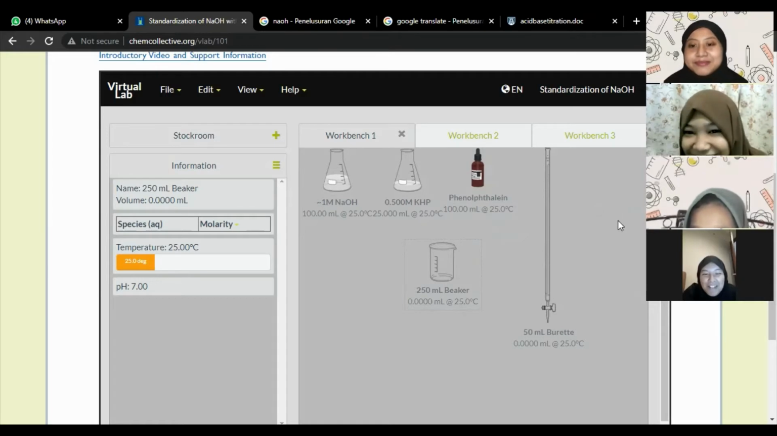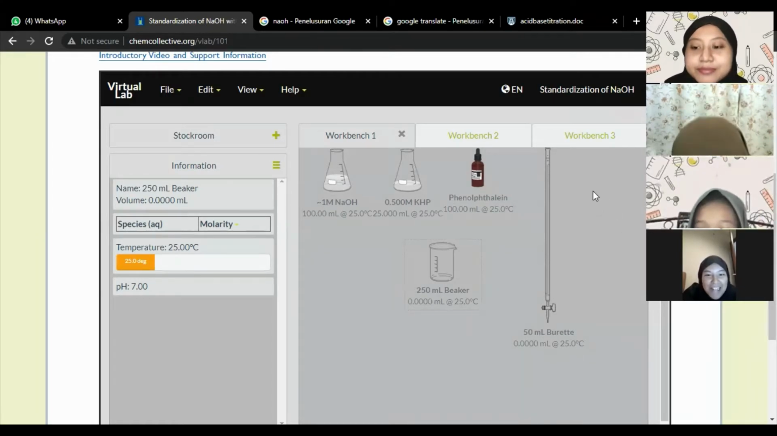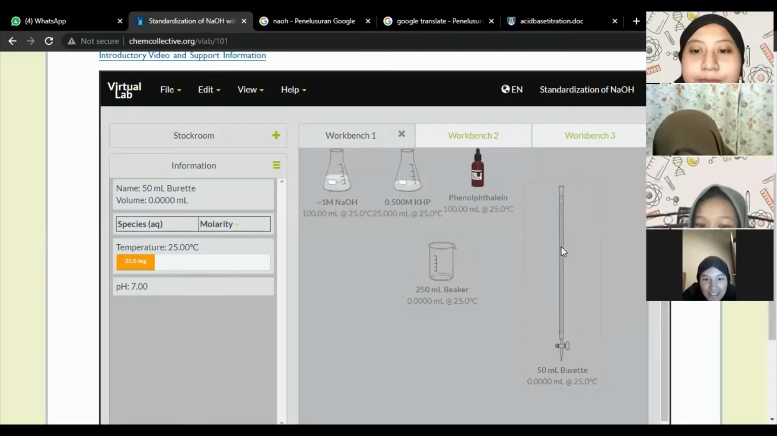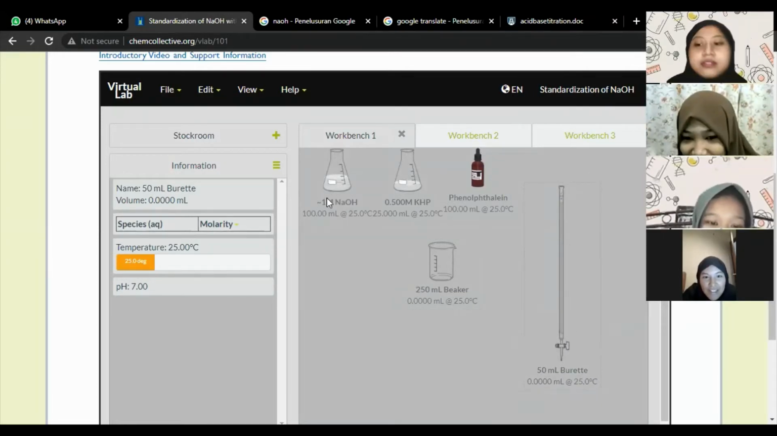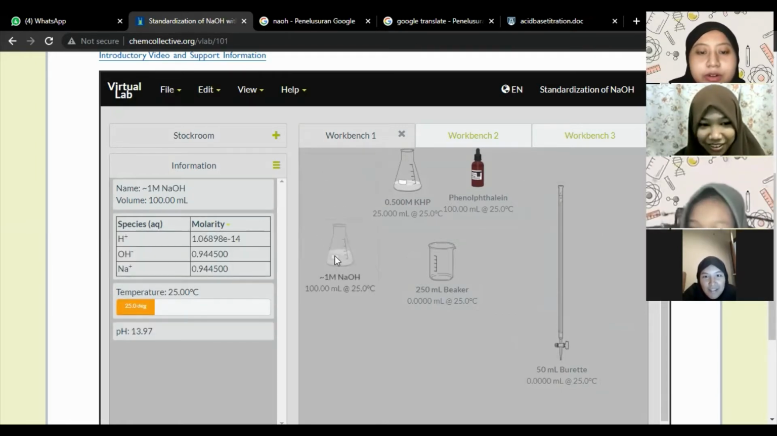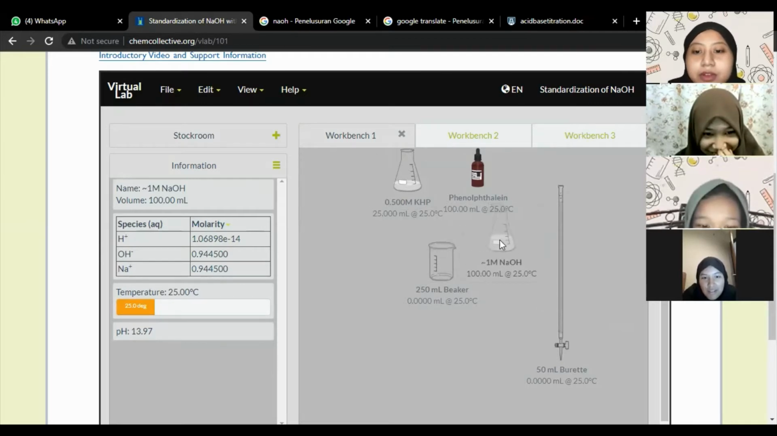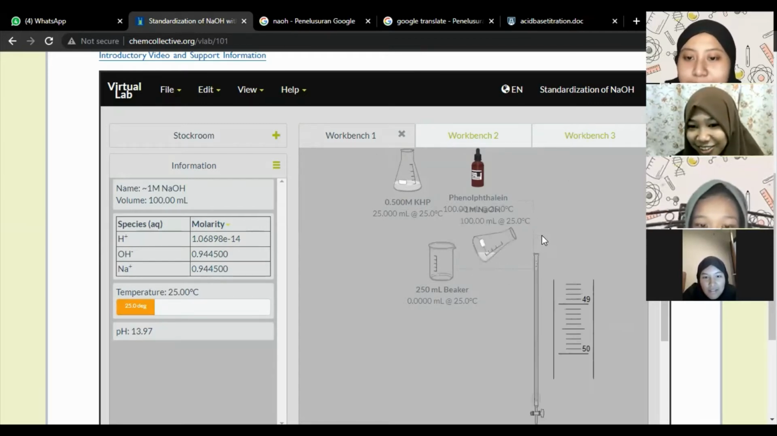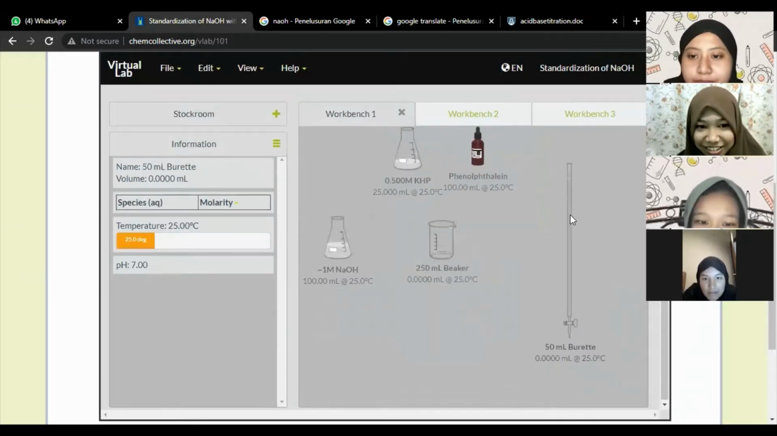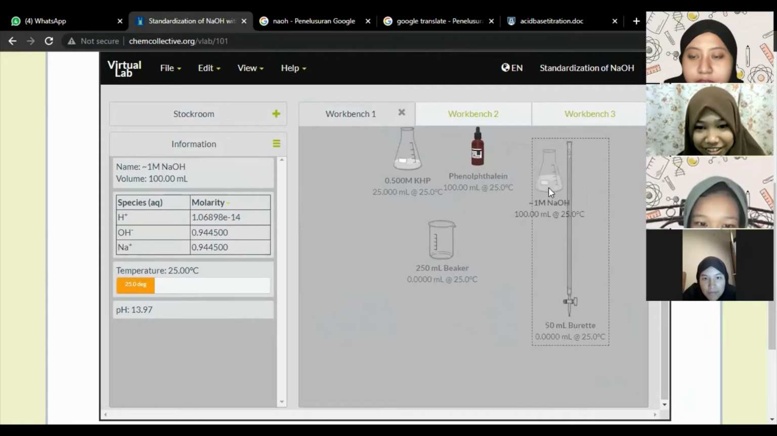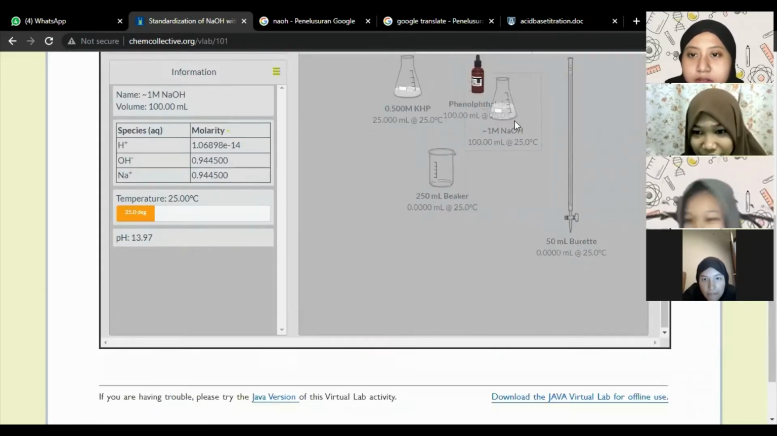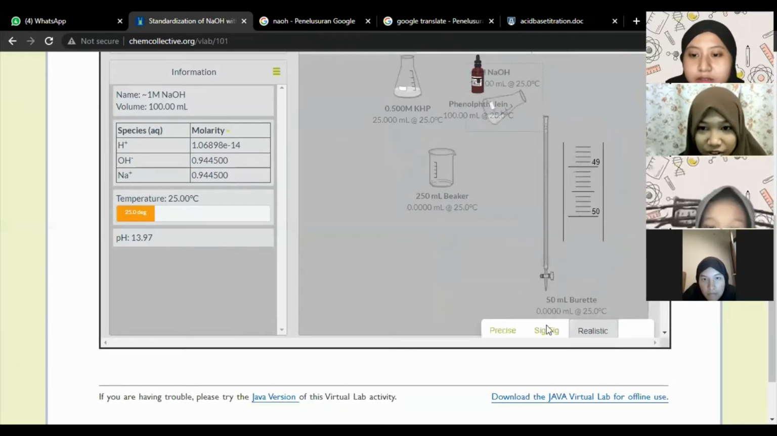So, we're gonna go to the experiment, guys. Okay, first, what first, guys? First is sodium hydroxide. Okay, we're gonna put the sodium hydroxide into the burette. Yep. Oh, wait. Okay, how much?